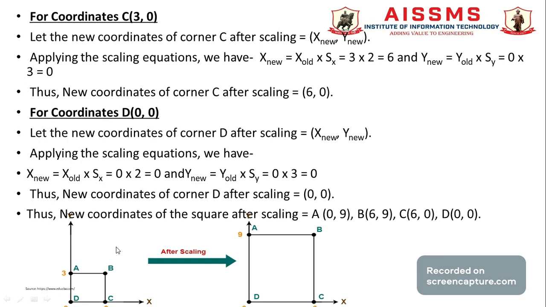Now see the diagram representation. Before the scaling transformation, we have the square object with a small size compared to after applying the scaling transformation, where we get an increased size of the square object. So this is how scaling transformation works in the 2D plane, that is X and Y, and it will work in any 2D plane.